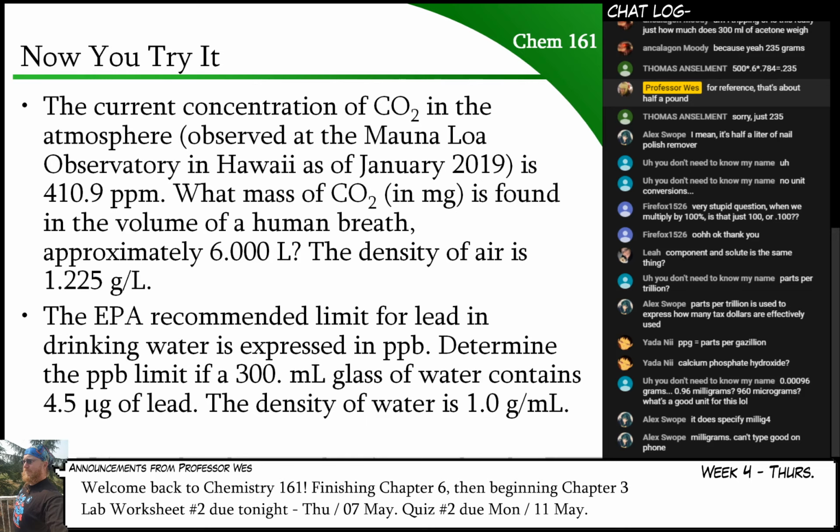Be careful with your units, because that's where people are going to get lost on this. The math isn't difficult. It's just, what number do I put where? Okay, give it a shot, and I will come back in about 5 minutes or so. Type in your answers in the chat when you get them, and good luck. We're all counting on you.